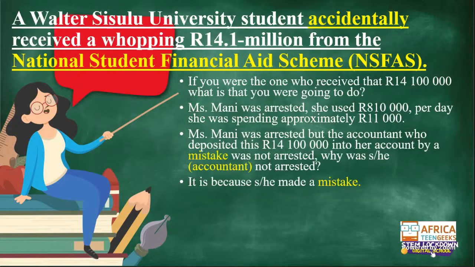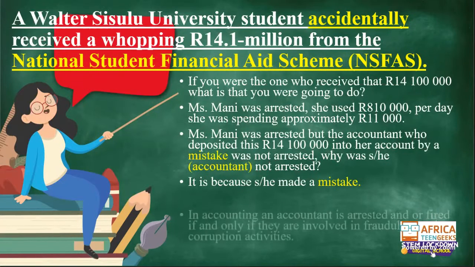In accounting, we do not fire or arrest an accountant if they make mistakes, because mistakes happen, right? So we only fire or arrest accountants if they were involved in fraudulent or corruption activities. In this case, the accountant only made a mistake. They added a zero, from 1,410 to 14.1 million. So the mistake happened. Therefore, the accountant should not be arrested for making a mistake, right?